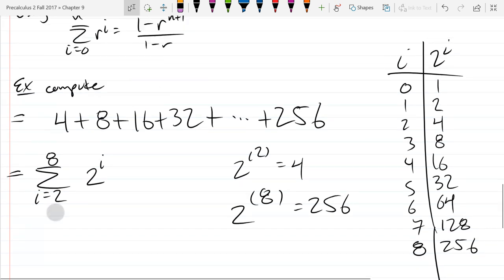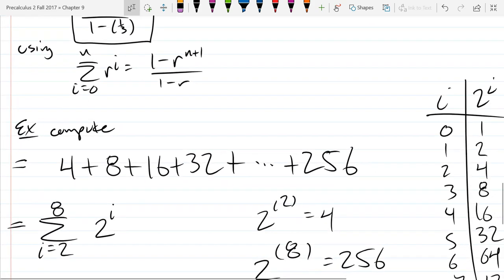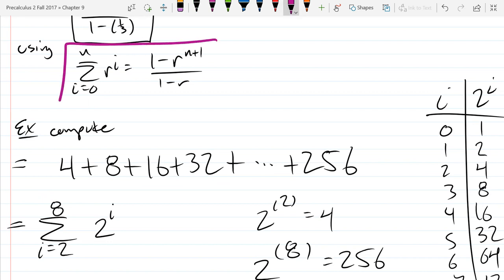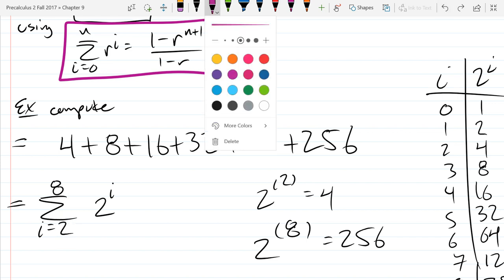All right, why can I not just use that little formula from above? Where did that go? There it is. Why can I not just apply this right here? What's the problem? So our problem is we're not starting at zero. So there's a few ways to address this. We addressed this issue in the previous section. We can re-index. So let's go with that as our first step here.